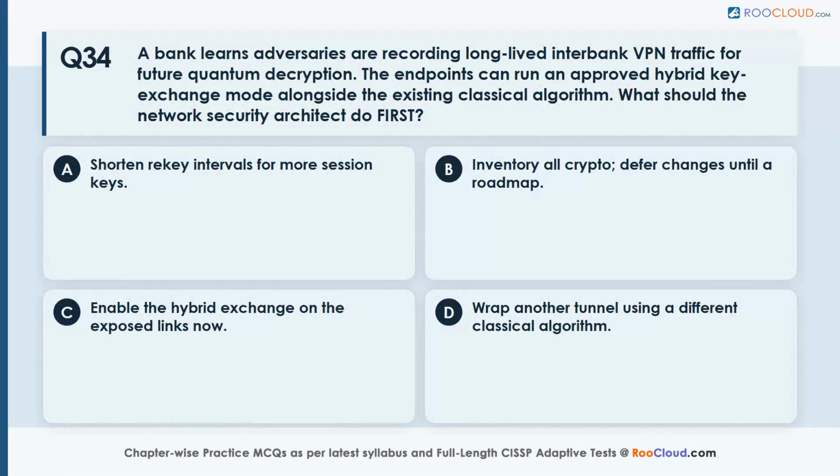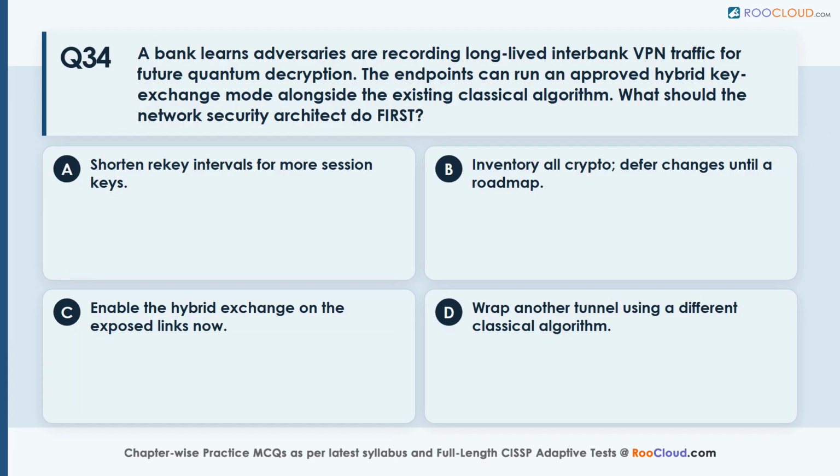This is harvest-now-decrypt-later. Adversaries are recording the traffic today to break it with a future quantum computer. So the secrecy is already leaking into the future. The good news, the endpoints support an approved hybrid key exchange right now. Option A shortens the rekey intervals. That just gives the attacker more classical keys to eventually break. Option B inventories all cryptography and defers any change until a roadmap. That delays an available fix for a threat that is active.